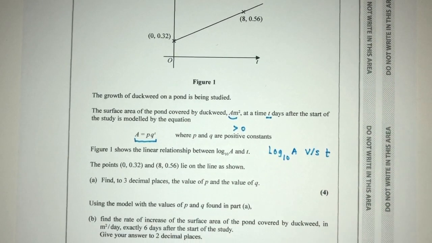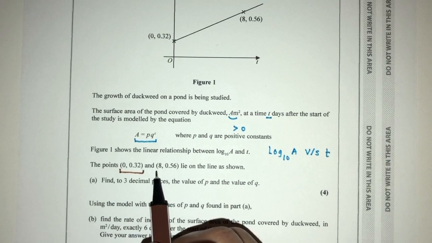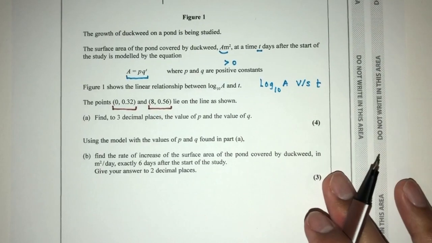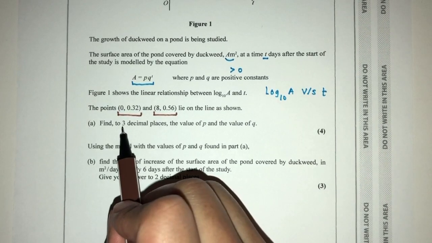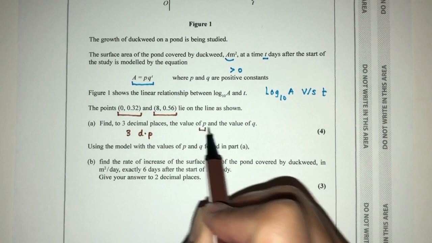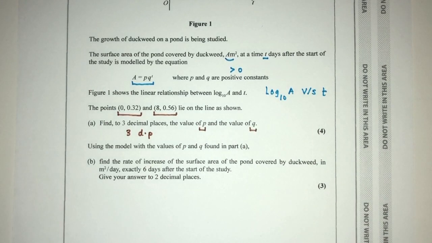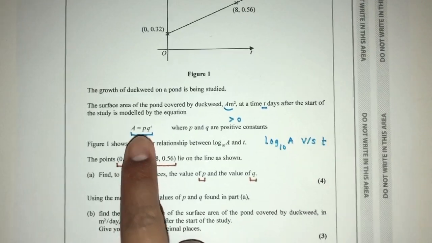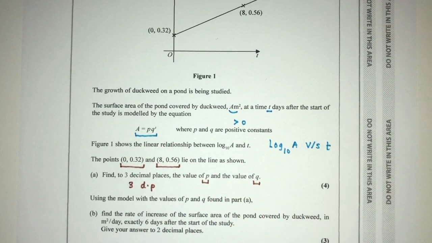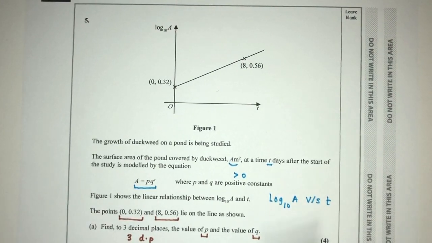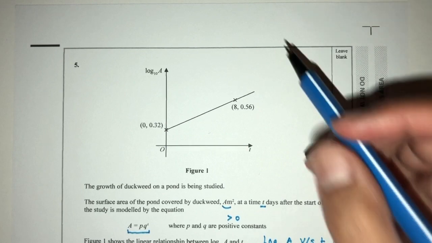Now the points on the graph are this and this. They are on the graph as seen right here. Okay, now what's next? We have to find, correct to 3 decimal places, the value of p and the value of q. Let's see how we are going to find that. First thing first, we have to try to express this in terms of those 2 variables, as we have seen many times in add math for linear law, right? So let me break this down.